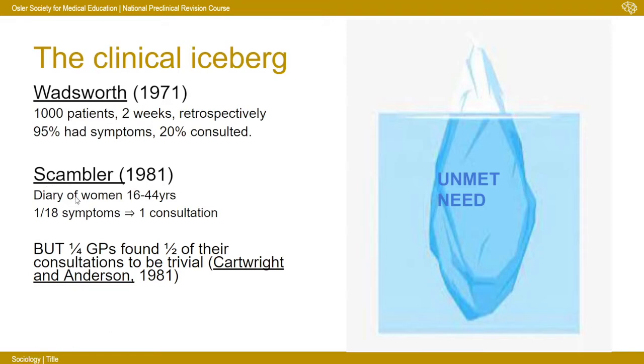Scambler also did a study wherein women between the ages of 16 to 44 years wrote a diary, and within this diary they reported their symptoms. Only 1 in 18 symptoms would actually result in someone going for a consultation. So again, we see this big disparity here. The importance of this is that there is a large amount of unmet need, which could result in people suffering for no reason.